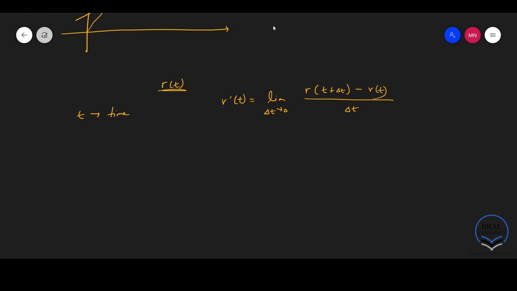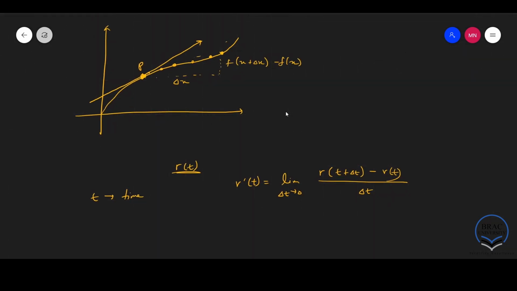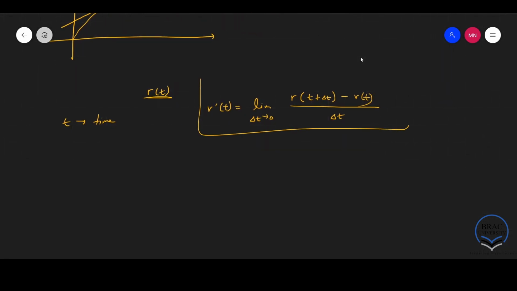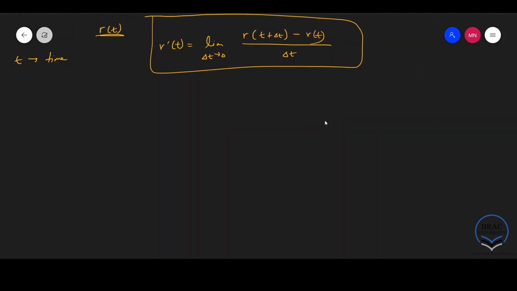So similar to how in the previous case we had the tangent to the curve at the point P, for a vector function, the derivative will be defined as the tangent vector of some space curve at a particular point, right? So I'll get a tangent vector to a space curve.